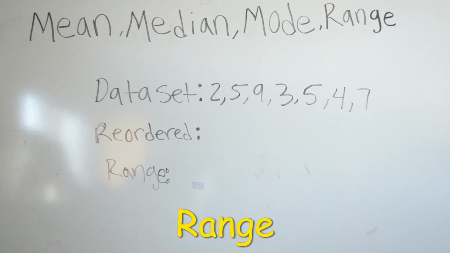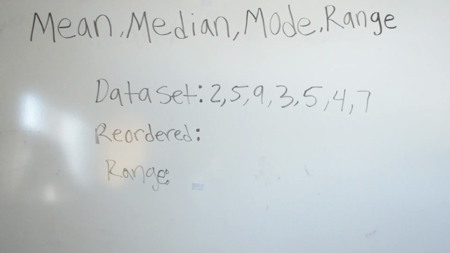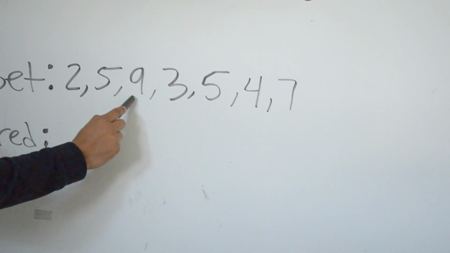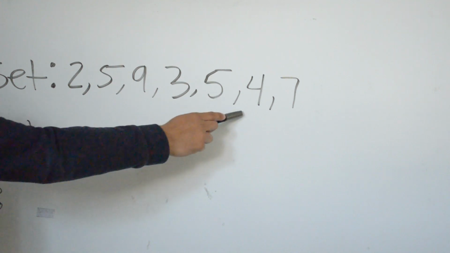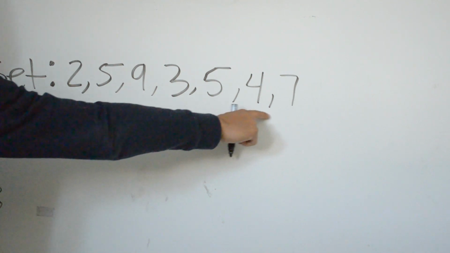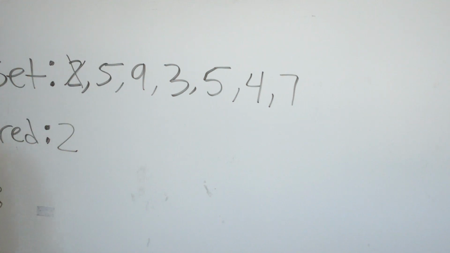Now we are talking about range. Range for a data set is the difference between the largest value and the smallest value contained in the data set. First, you have to reorder the data set from smallest to largest, then subtract the first element from the last element. So the data set we are looking at today is 2, 5, 9, 3, 5, 4, 7. We're going to look for the smallest. The smallest in this data set is going to be 2. If you want, cross out 2 so you won't get confused.